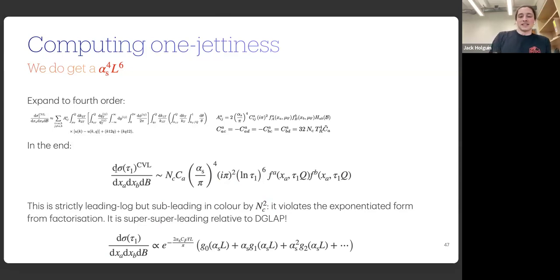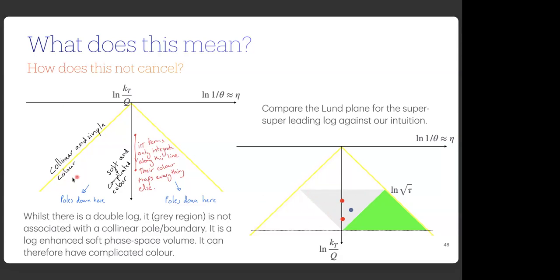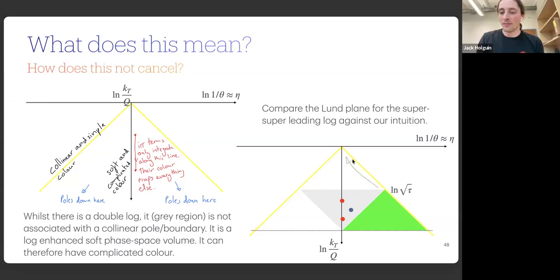But the important point, as I said, is it's not a Sudakov log that's giving this log squared, because of the fact that it's integrated in just this triangle here. If it were integrating along this axis, then it would be a Sudakov log, and you'd expect the color factor to cancel.